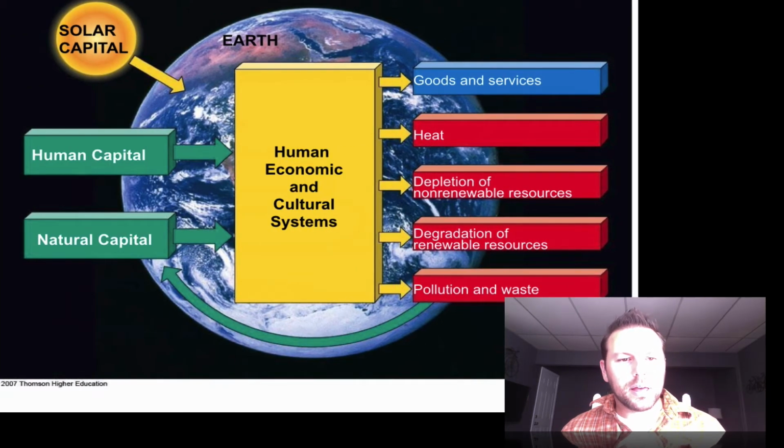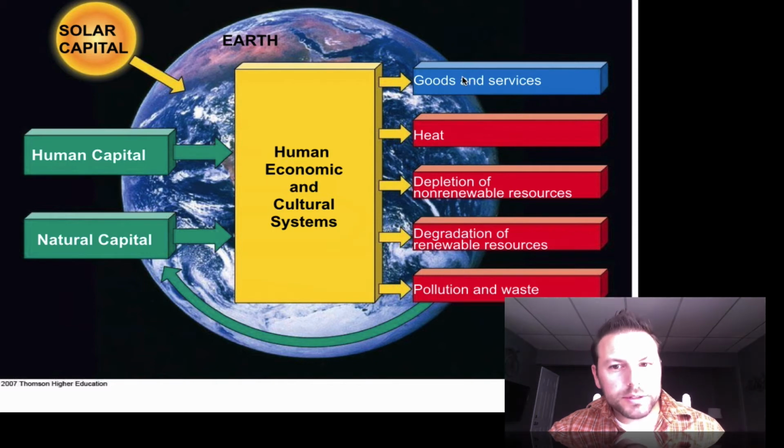What we can look at here is basically what we have: solar capital, our energy coming in, our earth, and the different human capital, natural capital, which we've been talking about, and how we can combine these together. And what we get is goods and services. Basically, a real simple example, we take trees and we can produce anything from homes with it, paper, a number of different furniture items, huge amounts of items we can produce from it, so we get those goods and services. But what also is made, heat is produced.